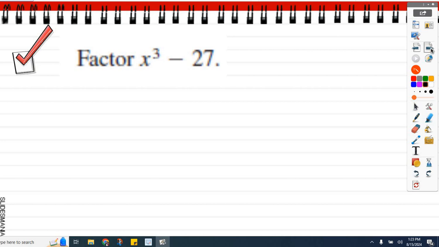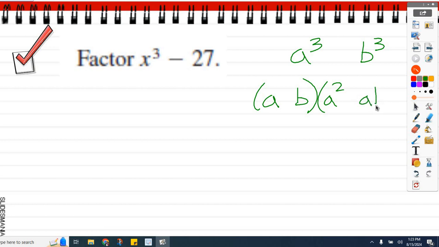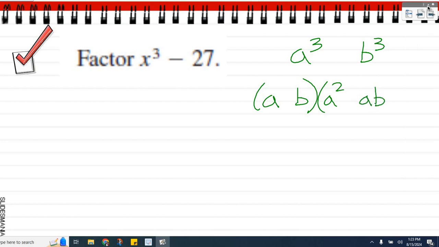So to help us remember our signs, because sometimes it can be hard to remember which one goes with which, okay? We have A cubed and B cubed. Our first factor is always A, B. The second one is A squared, then AB, then B squared. Agreed? That format is the same whether you have a sum or a difference. Then the only thing you have to figure out is your sign.